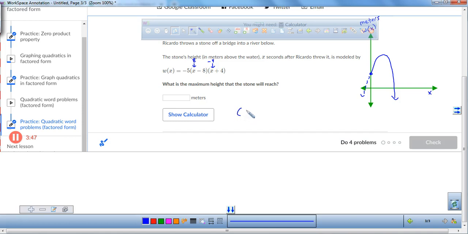I've got an 8, 0, and I also have a -4, 0. So right here, I've got 8, 0, and over here, I've got -4, 0. Now something we learned in the previous video: the axis of symmetry always passes through the vertex, and it's perfectly straight in between the two zeros. It's halfway between the zeros.